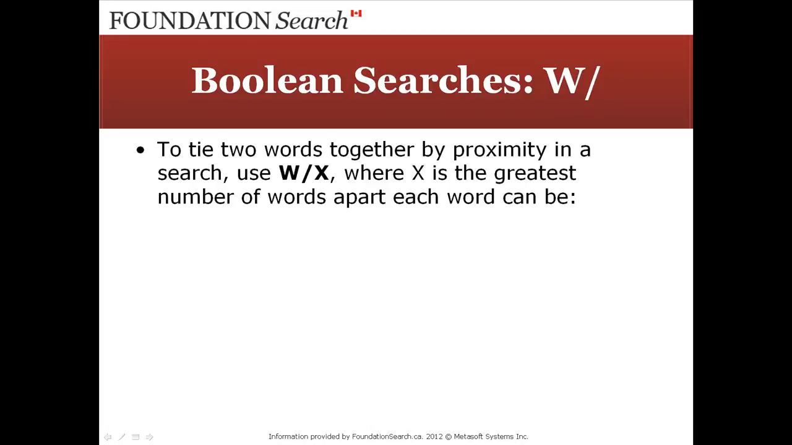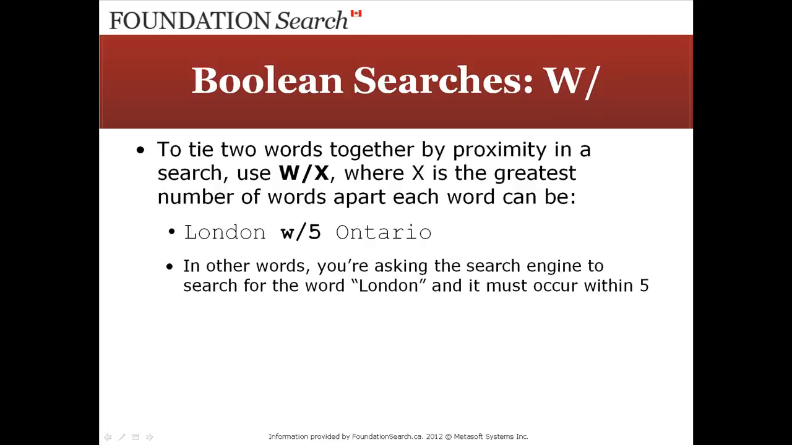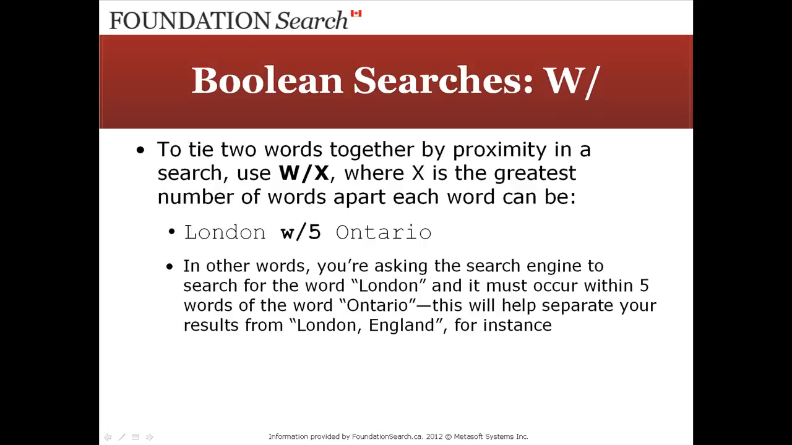To tie two words together by proximity in a search, use w/x, where x is the greatest number of words apart each word can be. London w/5 Ontario. In other words, you're asking the search engine to search for the word London, and it must occur within 5 words of the word Ontario. This will help separate your results from London, England, for instance.